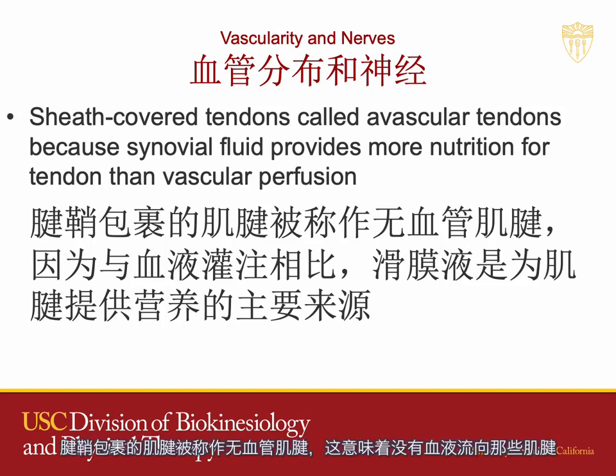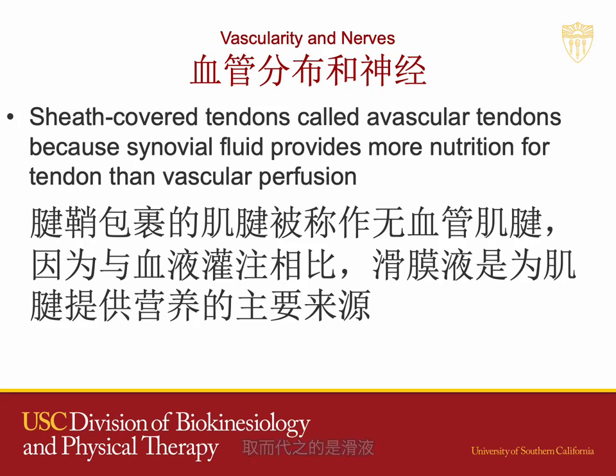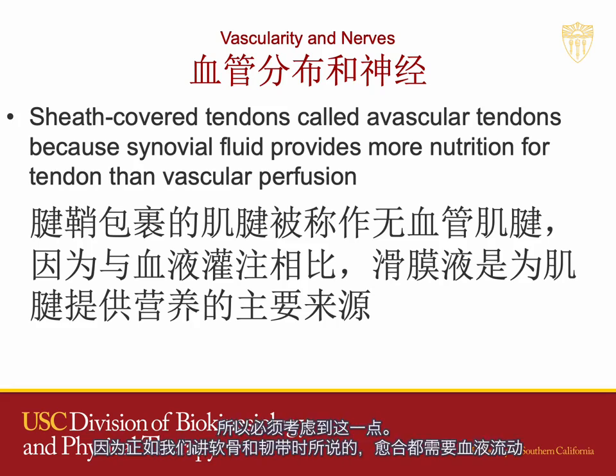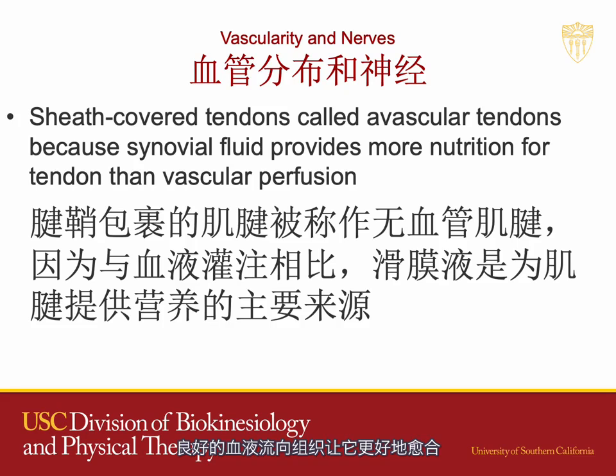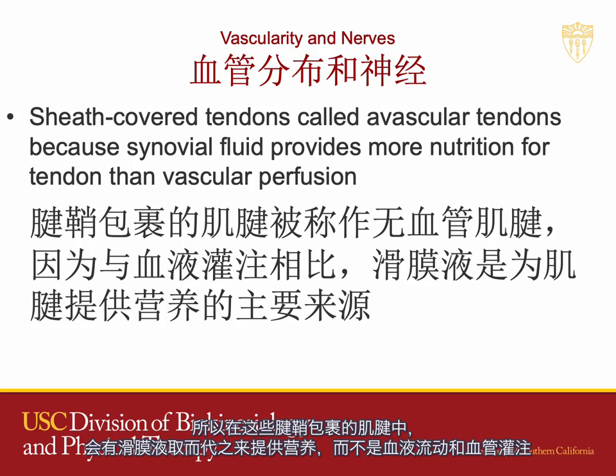Those tendons that have the sheath around them are considered avascular. That means there's no blood flow going to those tendons. Instead, we have that synovial fluid. You have to think about that because, as we talked about with cartilage and with ligaments, we need good blood flow to tissue to allow it to heal better. So with those sheathed tendons, you have the synovial fluid providing that nutrition rather than blood flow, rather than vascular perfusion, as you can see here.